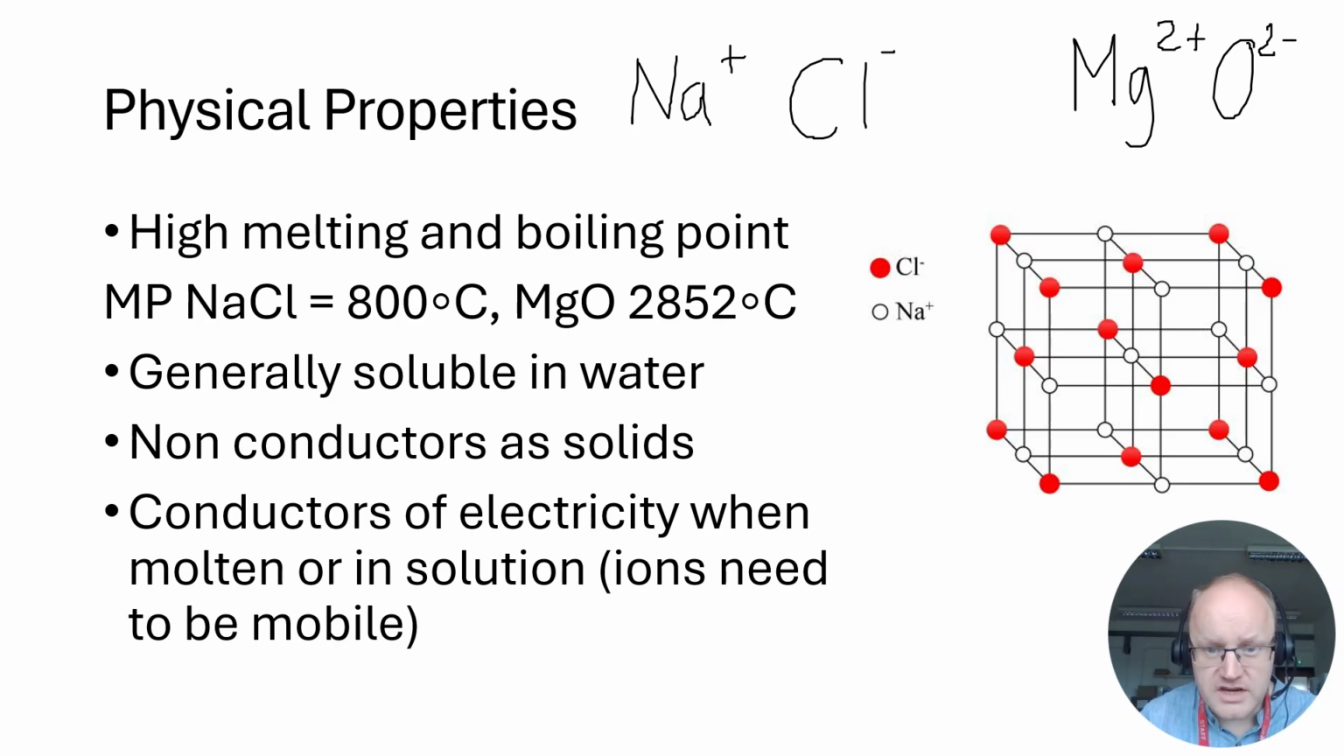Now, they do not conduct electricity as a solid. The reason is, if you look at this diagram here, the ions are held rigidly in place and cannot move as a solid, and the ions need to be able to move to carry an electrical current. However, if you melt your ionic compound or dissolve it in water, the ions are free to move, and then the ionic compound becomes a conductor of electricity. So the ions need to be mobile.